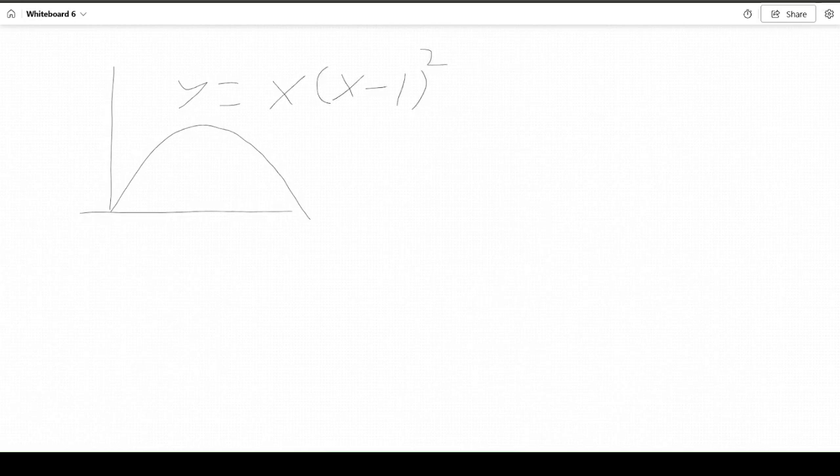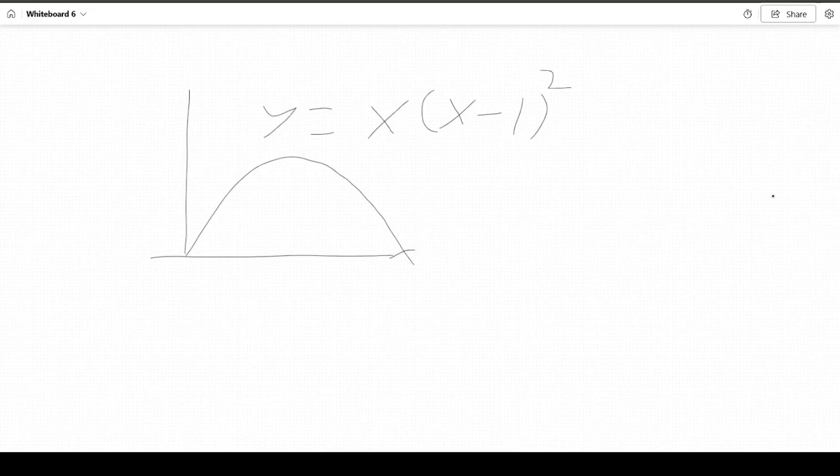So in this video, we will talk about the shell method. Let's say we have just a graph, right? Let's call this y equals x times (x minus 1) squared or something like that. And we're trying to find the volume using the shell method. So in this situation, we would have to just do one simple thing.